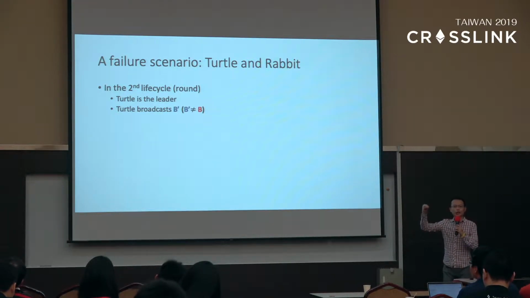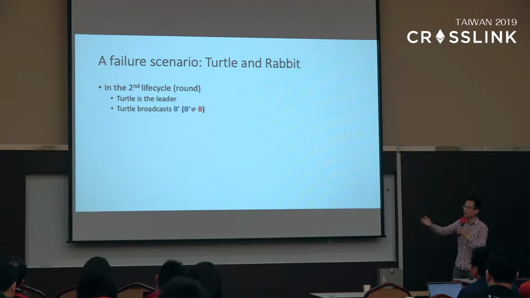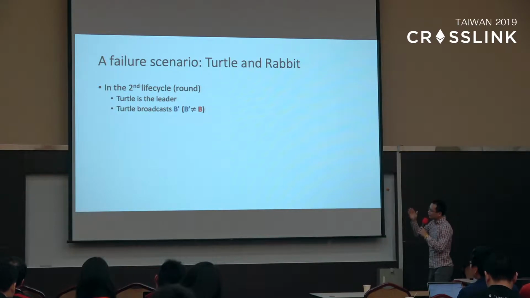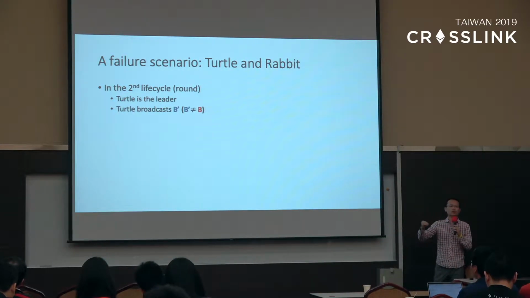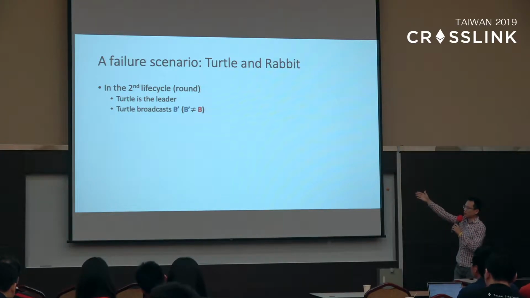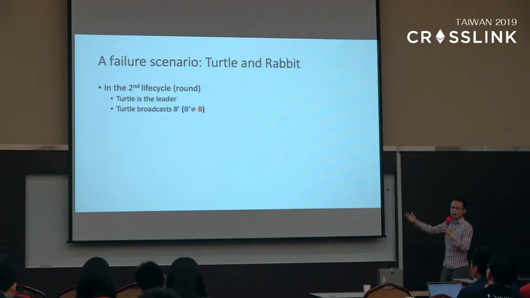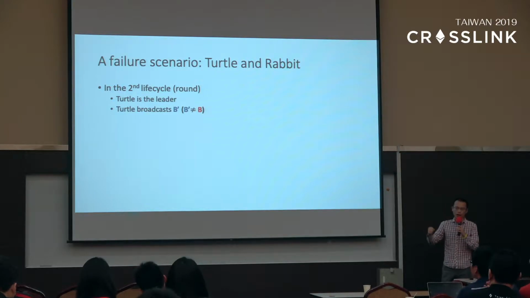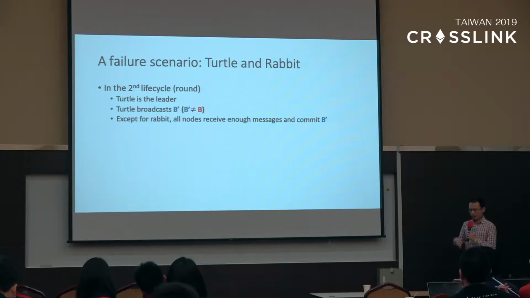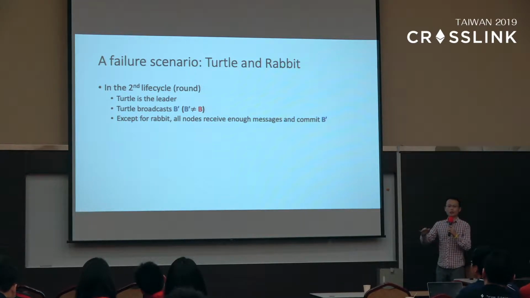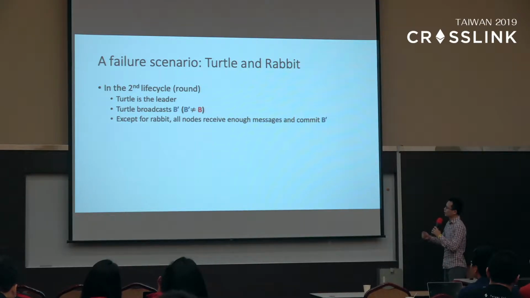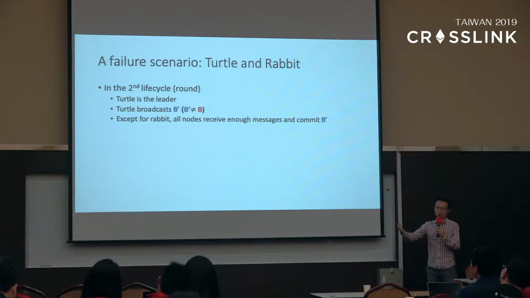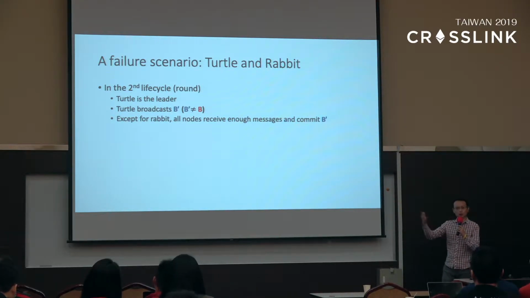Recall that we were going to change the leader in some round-robin fashion, so let's assume that turtle is the leader. And since turtle is the leader, he needs to send a block proposal. And let's assume that turtle broadcasts B prime, which is a block that is different from B. Okay, so B is the block committed by the rabbit as the 4th block. And let's further assume that in this life cycle, the network condition is fabulous. So basically, everyone can receive enough messages to commit a block. So all nodes, including the turtle, can commit this block B prime because the network condition is good and they can receive enough messages.